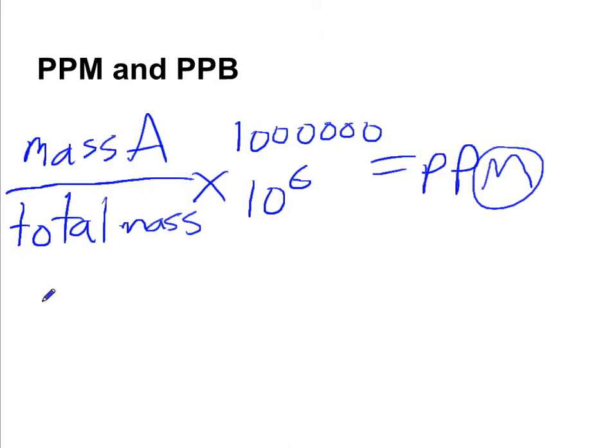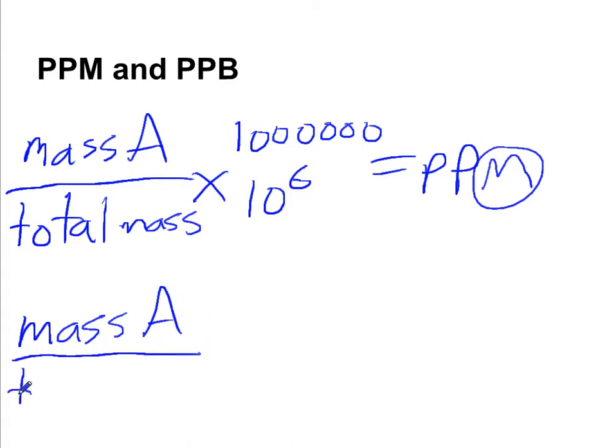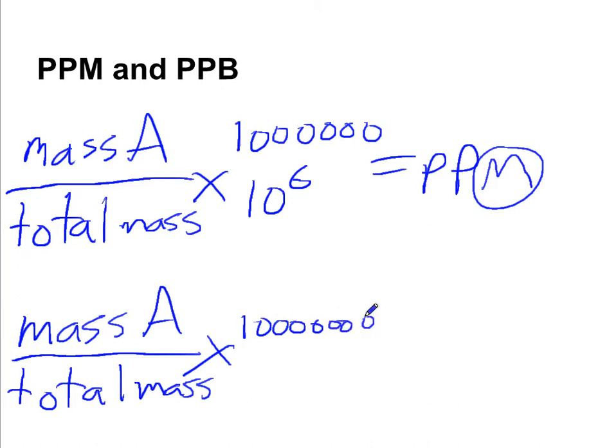For parts per billion, hopefully you can kind of guess at what this is. It's the mass of A, your solute, divided by the total mass, solute plus solvent, and you're going to multiply by 1,000,000,000, or another way to write that would have been 10 to the 9th. That's going to be how you find the concentration in parts per billion. So they're real similar to mass percent, you're just not multiplying by 100, you're multiplying by either 1,000,000 or 1,000,000,000.